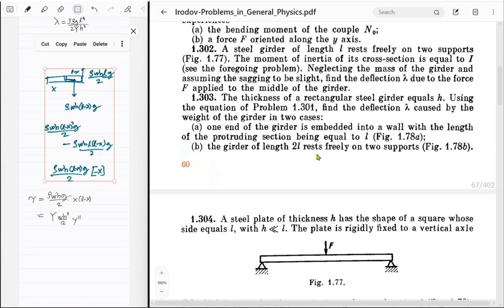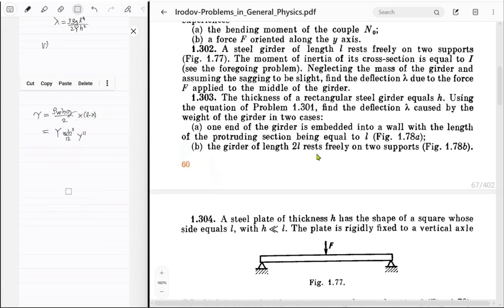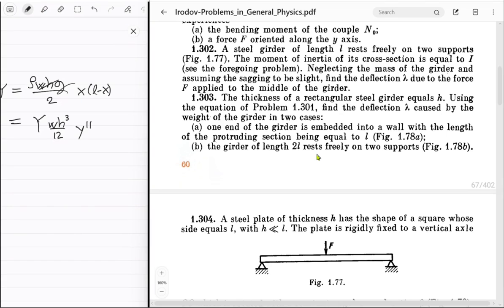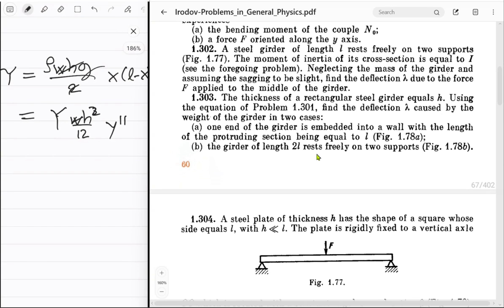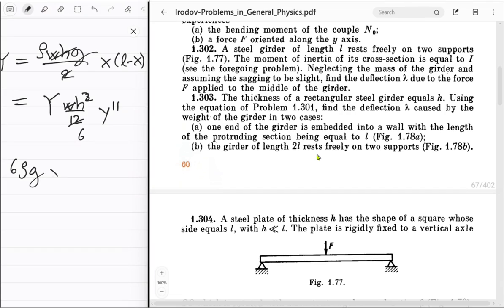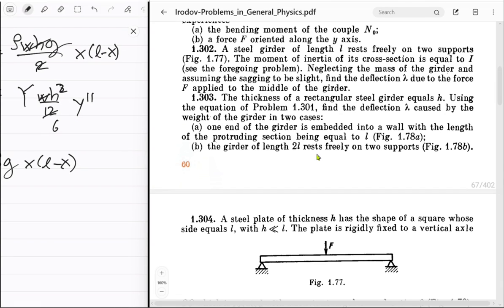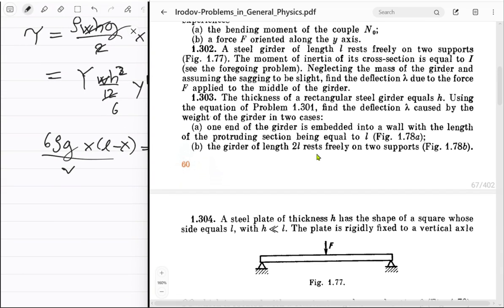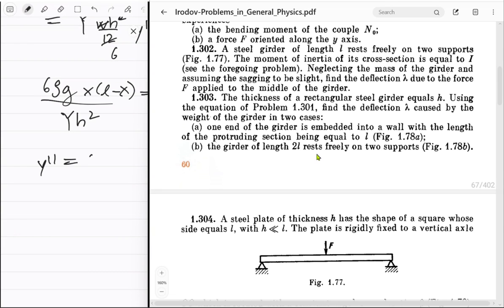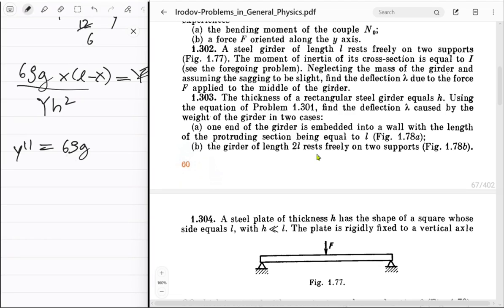Okay, this is our equation, so I'm going to use y. Fine, cancel out some stuff. This cancels, just h squared. This happens all of the times, right? Whatever. It's just 6 rho g x times L minus x is equal to Young's modulus h squared times I upon Young's modulus h squared equal to y double dash. So y double dash is just equal to 6 rho g upon Young's modulus h squared.